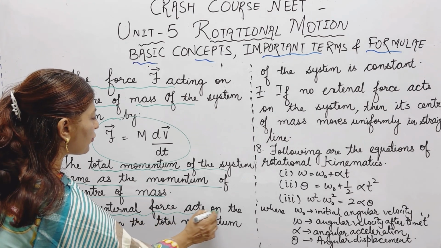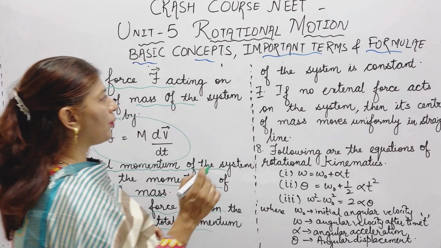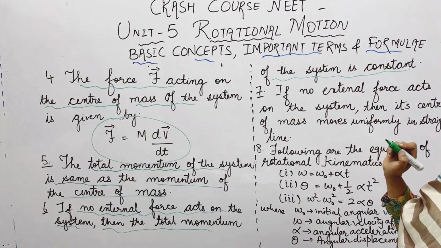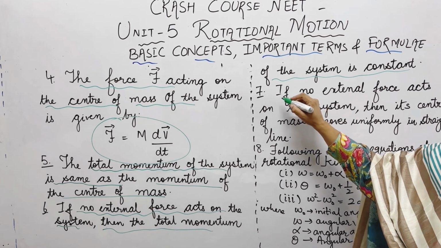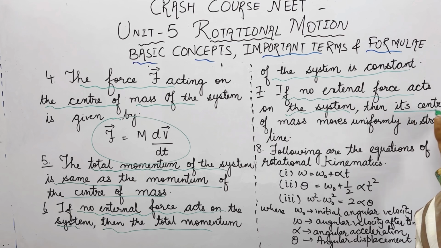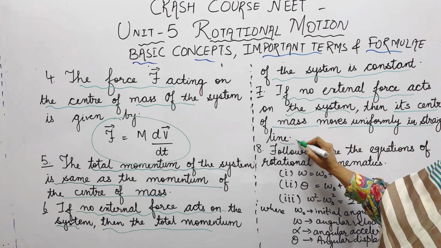If no external force is acting on the system, then the total momentum of the system is going to remain constant. Based on this, many conceptual problems used to come. If no external force acts on the system, then its center of mass moves uniformly in a straight line.